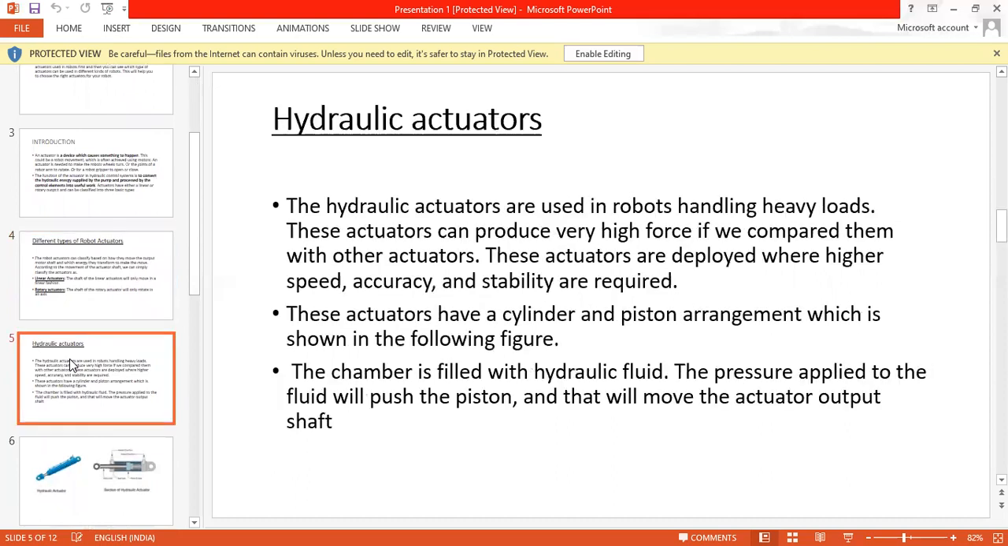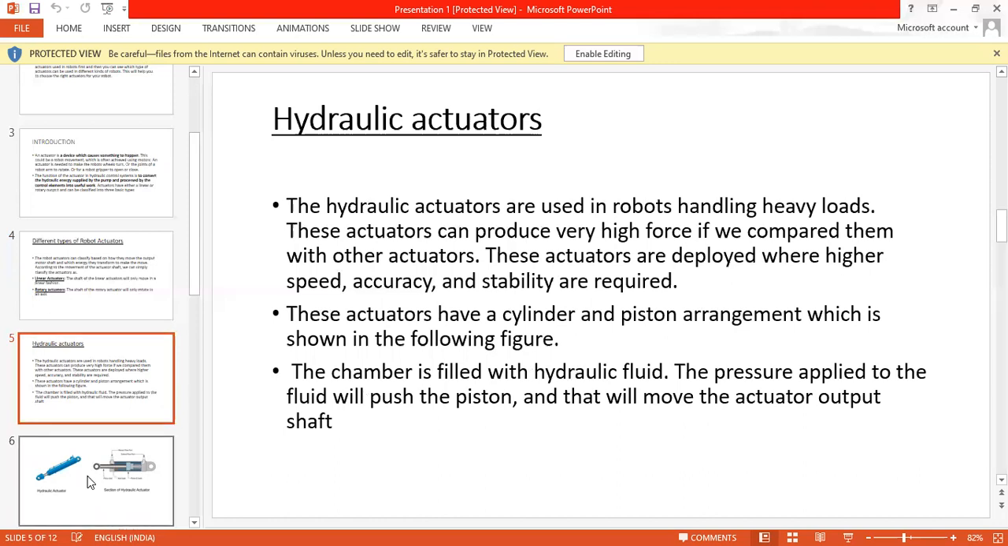The hydraulic actuators are used in robots handling heavy loads. These actuators can produce very high force. If you compare them with other actuators, these actuators are deployed where higher speed, accuracy, and stability are required. These actuators have a cylinder and piston arrangement, which is shown in the following figure. The chamber is filled with hydraulic fluid. The pressure applied to the fluid will push the piston, and that will move the actuator output shaft.